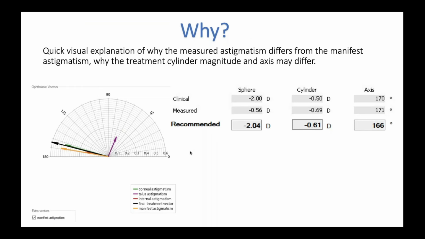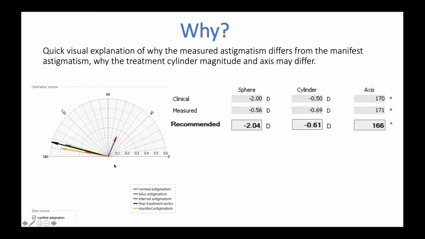Now I mentioned one of the reasons I built Phorcides is I wanted a logical explanation for what was going on in the eye, why the manifest and measured differed, before I put that treatment on a patient's eye. And this is where the vector diagram comes in. So in this case, the patient asked for minus 0.5 at 170, but we're measuring more astigmatism in this eye. So the green corneal astigmatism, this vector right here, represents the total corneal astigmatism, the contribution of both the anterior and posterior corneal astigmatism. The golden arrow is the patient's manifest refraction. And so we can see its direction and magnitude.